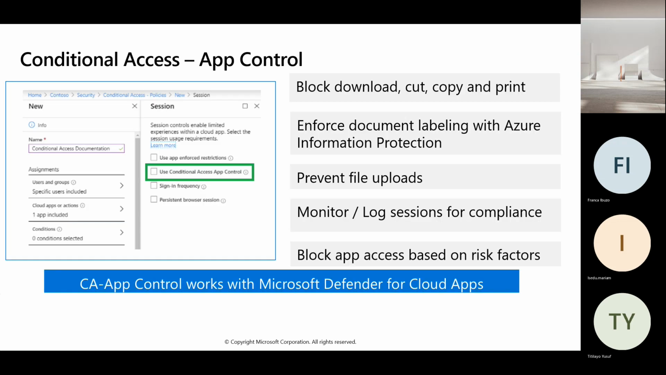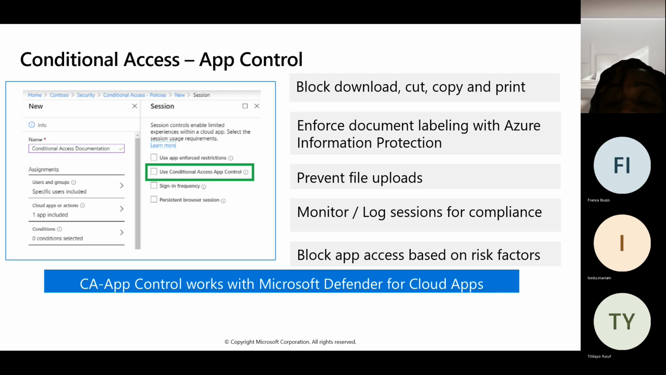So the policy will always tell you what the issue is. You can also use conditional access policy to do things like app control. So if you don't want somebody to copy and paste and print from the application, you can use conditional access policy. You can also use conditional access policy to prevent file uploads. It's a very, very powerful tool that Microsoft has.